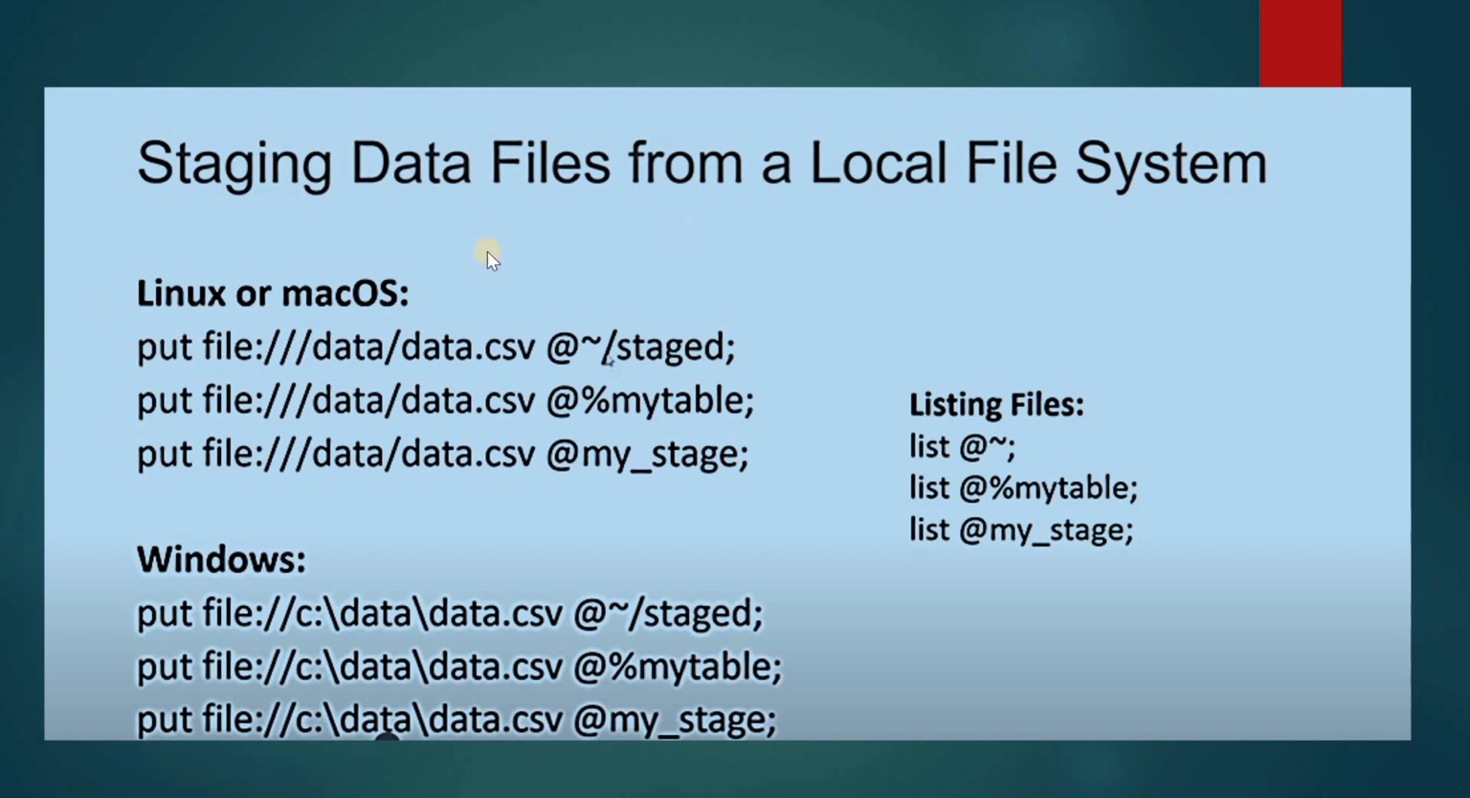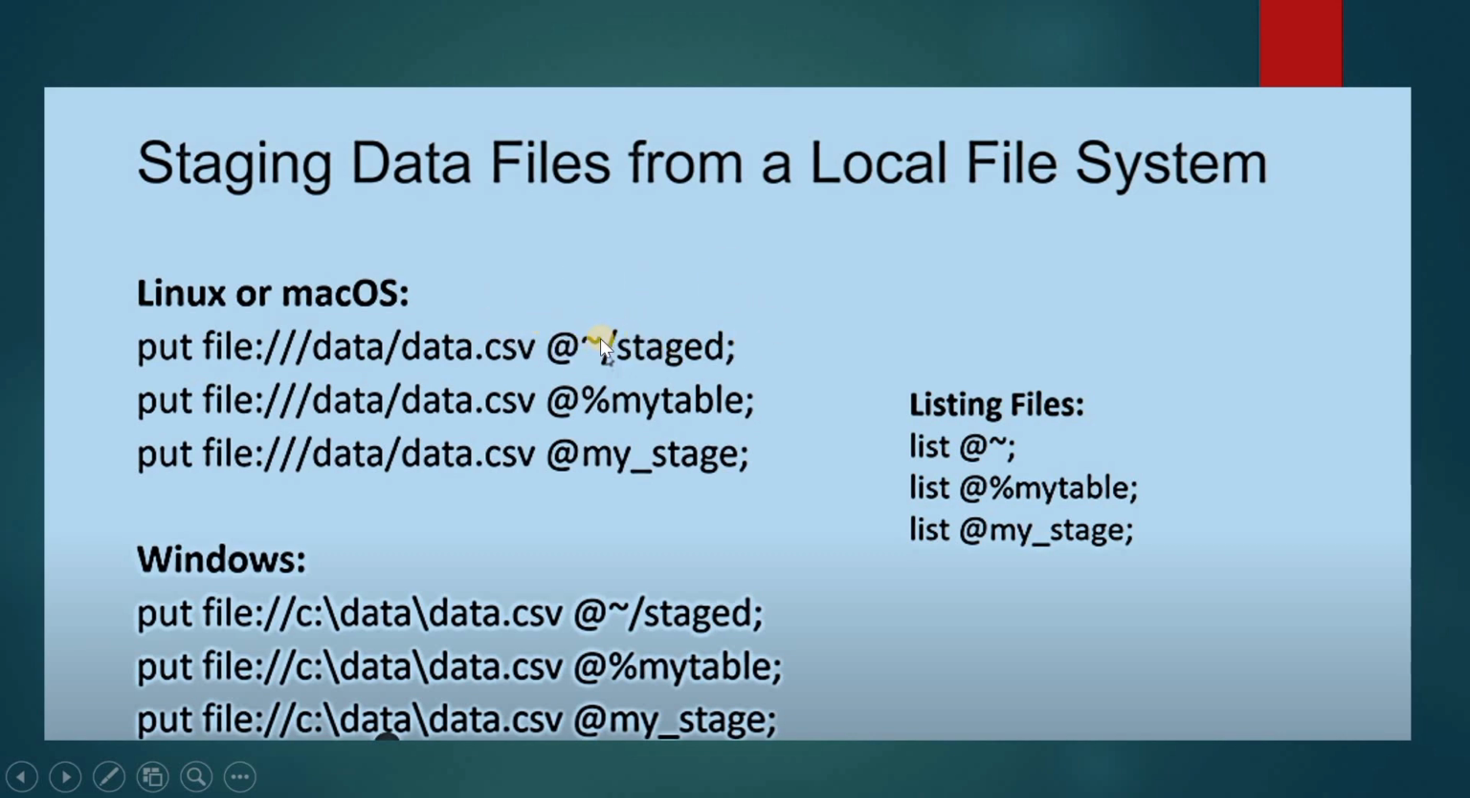If you are a Linux or Mac OS user, you have to use this put file, and this is the syntax. You have to use three forward slashes, and after that give the path where your data file is present in the local machine, and after that give the stage name. So we want to load this data.csv file into this @ stage.